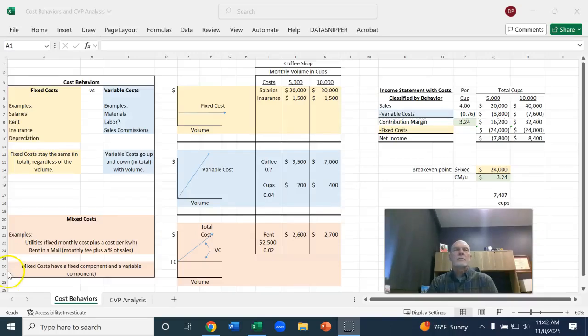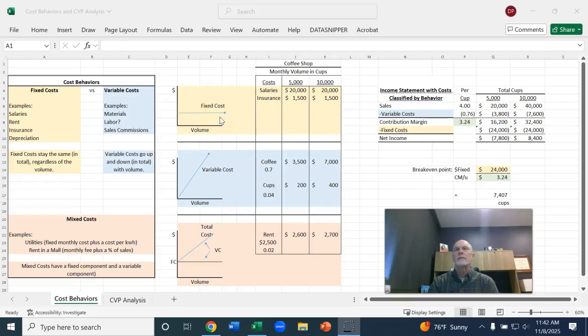Okay, in this video, let's talk about how an understanding of cost behaviors can help us analyze the financial performance of our business. Costs are typically classified as either fixed or variable. Fixed costs, things like salary and rent and insurance, stay the same regardless of how much business activity you have.